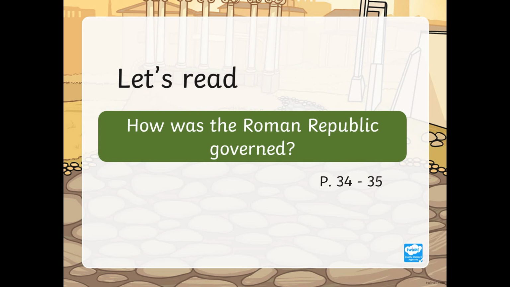The tribunes were a group of citizens who represented the common people of Rome, the plebeians, within the government. The assemblies were made of plebeians. The assemblies elected officials such as tribunes and voted on laws.